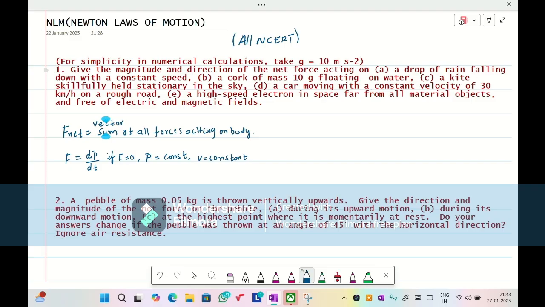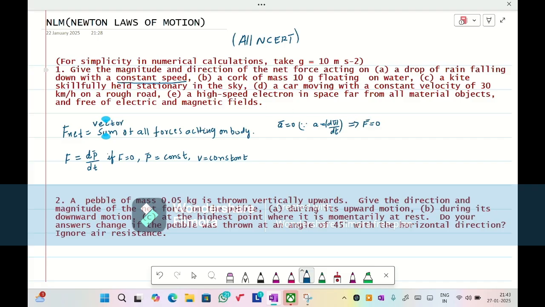The raindrop falling with constant speed. Constant speed means v is constant, so acceleration is 0, since a is equal to dv by dt. Therefore a equal to 0 implies F is also equal to 0. Net force is 0.